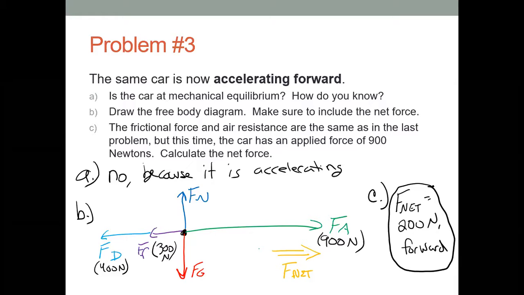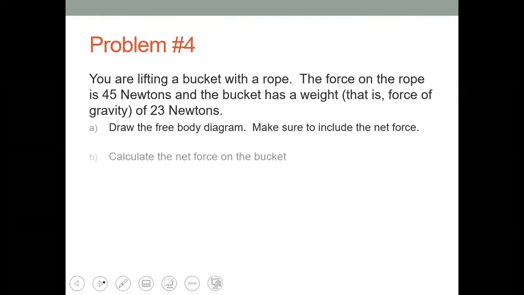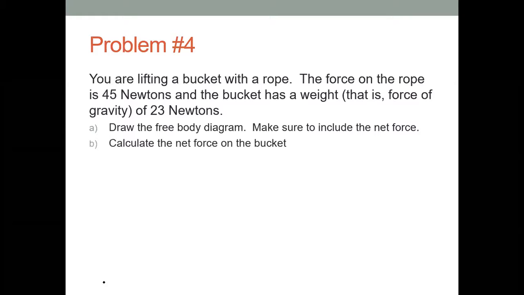All right. Questions? I'm going to ask you to try the next two. All right. So here you're lifting a bucket with a rope. The force on the rope is 45 newtons and the bucket has a weight, a force of gravity, of 23 newtons. So you go ahead and draw the free body diagram. I'm going to give you a minute to do that on your own.